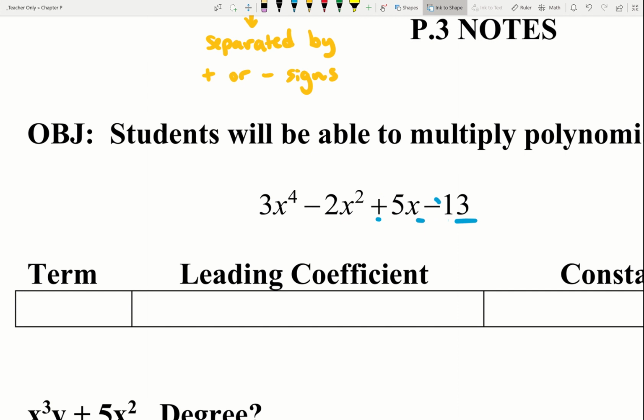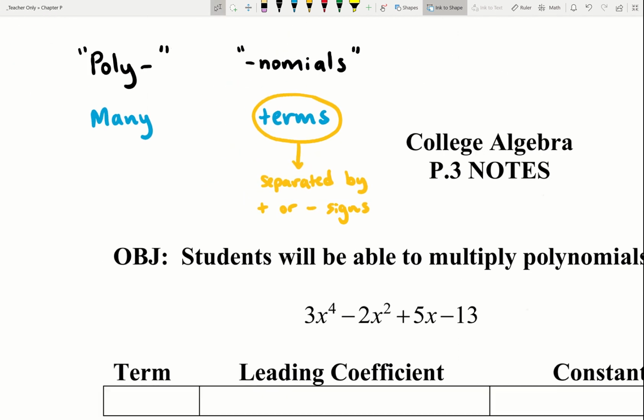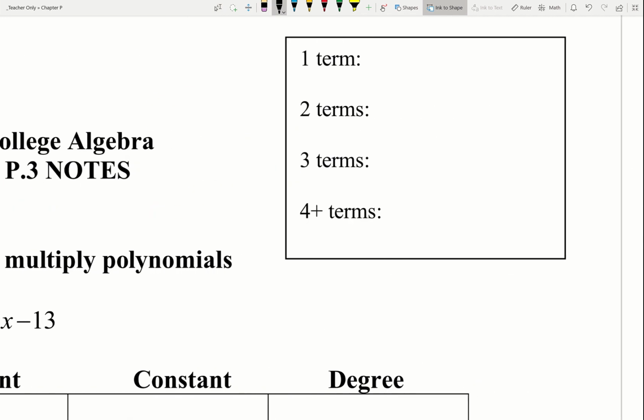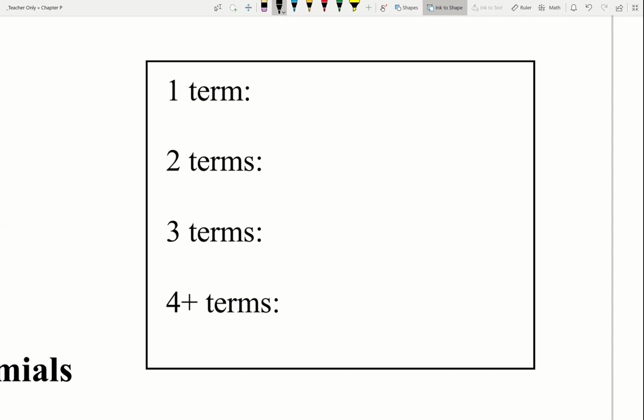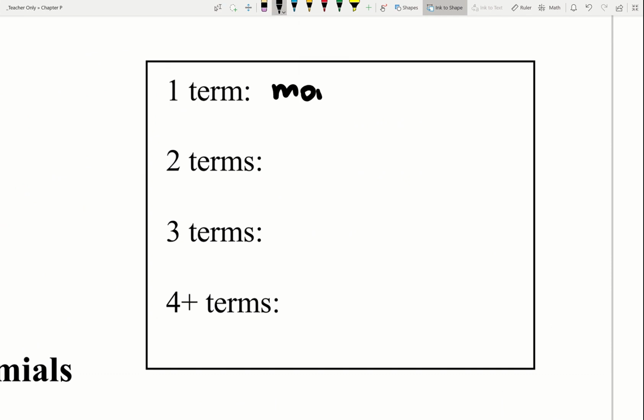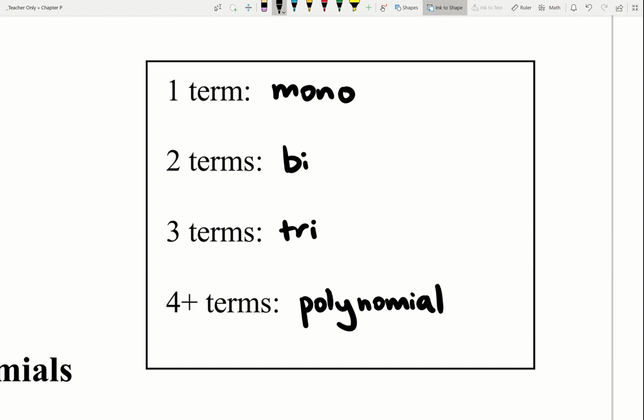Now that we know what it is, an algebraic expression with many terms, there are a couple of different types of polynomials that I want us to be familiar with. We stick with this naming convention: whenever we have 1 term, we use the prefix mono to mean 1. Whenever we have 2 terms, we use the prefix bi, which means 2, like a bicycle has 2 wheels. 3 terms, tri, like a tricycle has 3 wheels. And then after that, we just stick with the prefix poly.